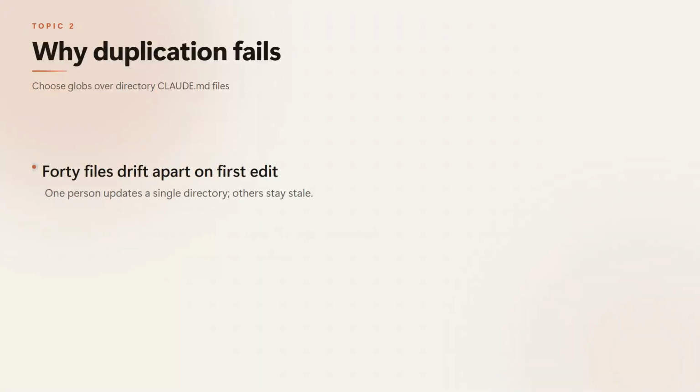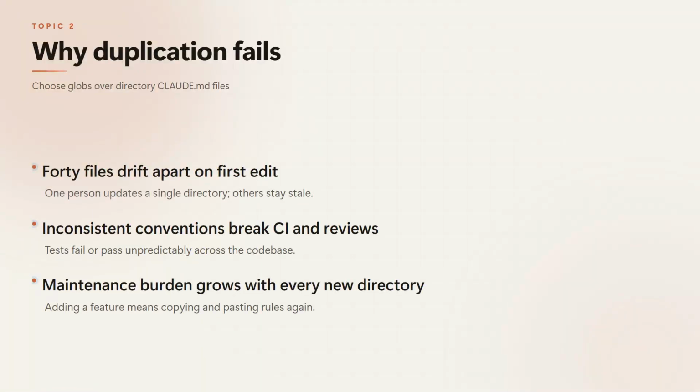Without path-specific rules, you end up with 40 CLAUDE.md files, each holding the same test convention. The moment someone edits one file to tweak a rule, the other 39 stay unchanged. That drift causes inconsistent test behavior. Some directories enforce the convention, others do not. CI builds become unreliable, and code reviews miss violations because the rules are not uniform. Every new directory adds another copy to maintain. The cost is not just duplication, it is the slow erosion of trust in your conventions.